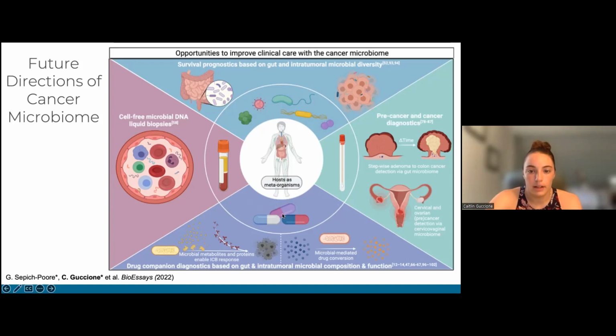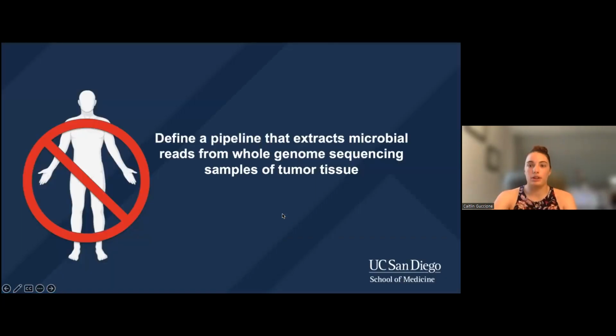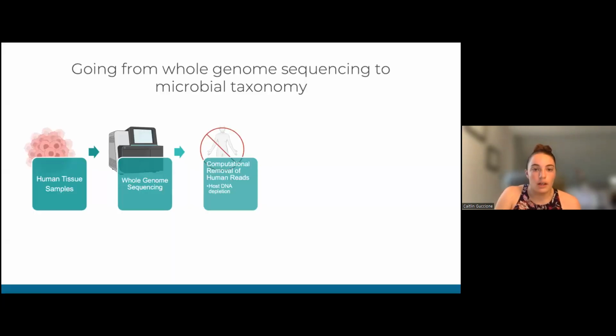All right. So now that we understand a little bit about cancer microbiome and why it's so important, I'm going to talk a little bit about a pipeline that we use on how we actually extract microbial reads from whole genome sequencing samples of tumor tissues specifically. When we're starting off here, we often start off with human tissue samples and then they go through whole genome sequencing. So we're in a little bit of a unique situation in cancer microbiome.